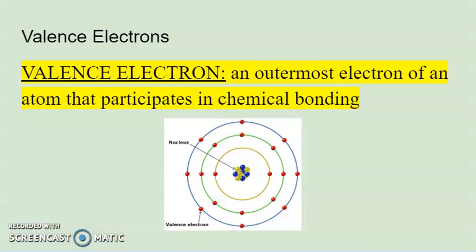Now, a valence electron is the outermost electron of an atom, and those are the ones that participate in chemical bonding. So these are all valence electrons. The ones on the outside here, 1, 2, 3, 4, 5, 6, 7, are going to be valence electrons, and they're all valence electrons because they are on that outermost energy level, and those are the ones that take part in chemical bonding.